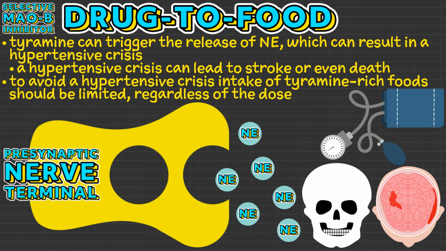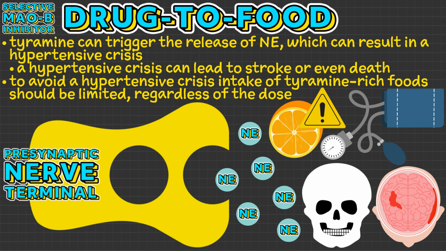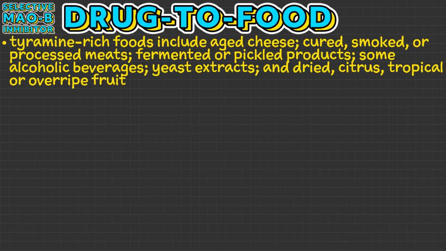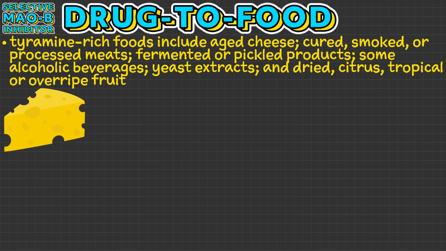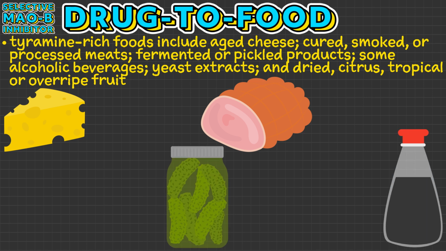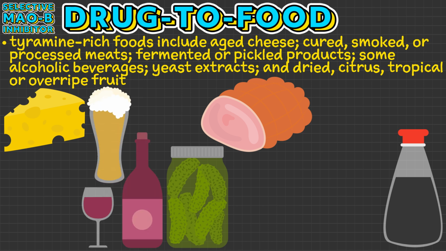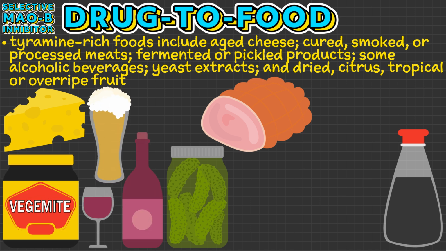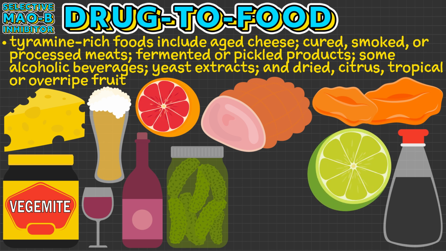However, to avoid the risk of a hypertensive crisis, the intake of tyramine-rich foods should be limited, regardless of the dose. Tyramine-rich foods include aged cheese, cured smoked or processed meats such as ham, fermented or pickled products such as soy sauce and pickled cucumbers, some alcoholic beverages, such as red wine and beer, yeast extracts such as Vegemite, and dried, citrus, tropical, or overripe fruit.